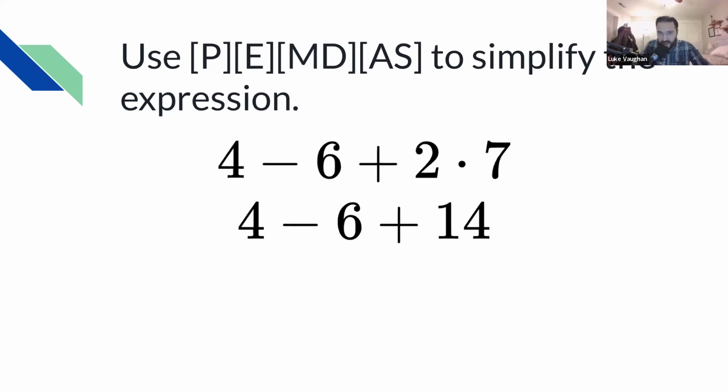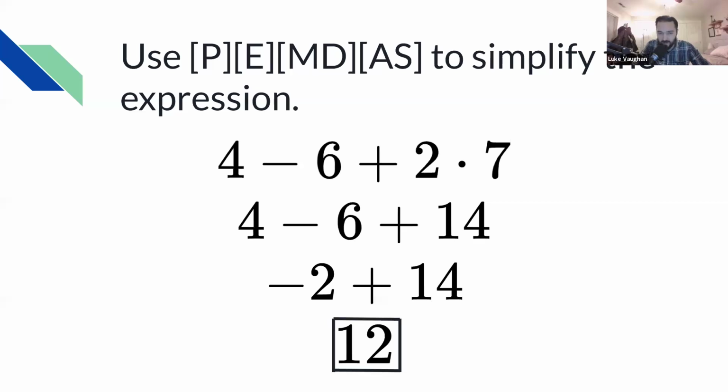Next up in PEMDAS, we have addition or subtraction, right? We have some subtraction happening here. So let's do that first. 4 minus 6 is negative 2. So now we have negative 2 plus 14, and that equals 12. So the solution is 12.